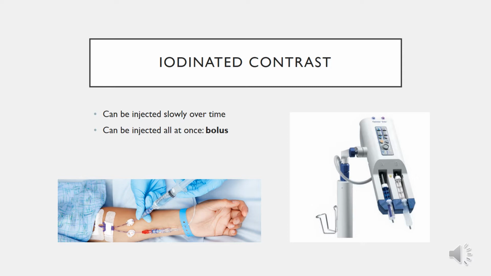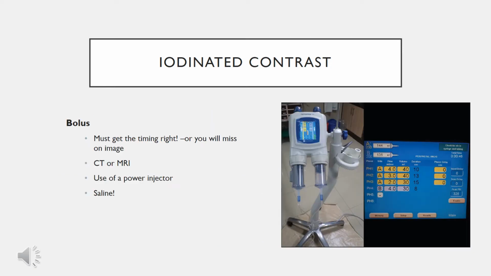The contrast can also be injected all at once as a bolus. With a bolus, with that large amount of contrast being injected all at once, we always are going to use a power injector. A bolus can't be administered by hand, with a syringe into an IV. We're going to use a power injector. It's really important to get the timing right or you're going to miss it on the image. This is mainly going to be used with CT or MRI.